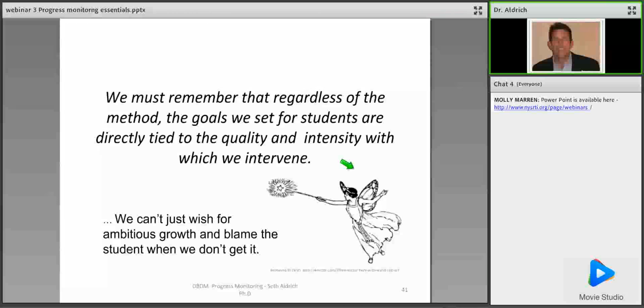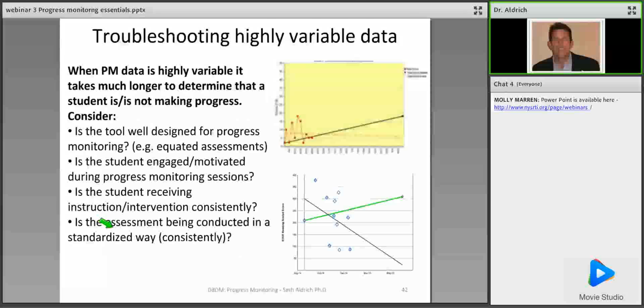The idea is we have to remember that we can't just wish a goal on a student. It's what we provide them in terms of the intensity of the support that helps us to set these realistic but ambitious growth rates. We can't just do business as usual and do the same kind of instruction that we're doing for everybody else and then wish for an accelerated growth rate. We have to provide them with really intensive instruction if we expect them to make that kind of progress.